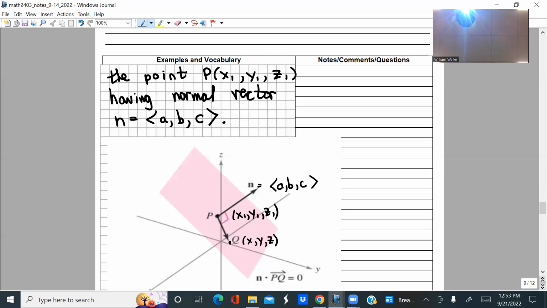You couldn't have the plane sitting like this, because that wouldn't be perpendicular. Or you couldn't have the plane sitting like this. That wouldn't be perpendicular either. Now, you do have to know a point on the plane, because you could slide the plane like this and still keep it perpendicular to the vector. But once you specify a point on the plane, that completely pins down which plane you're talking about. So there's only going to be one plane that contains a given point and is perpendicular to a given vector.